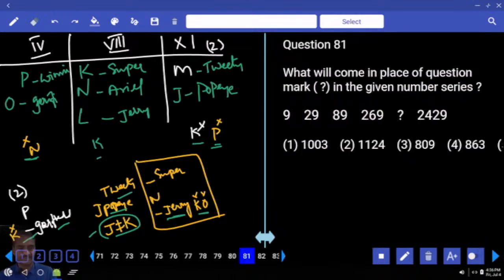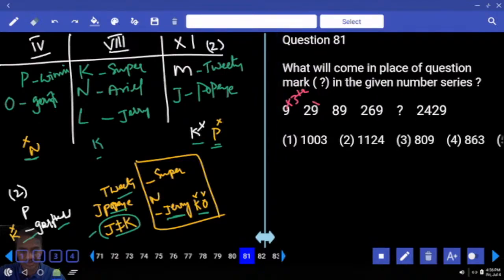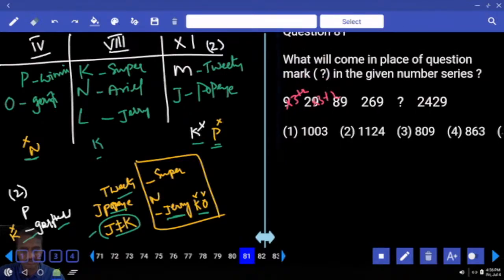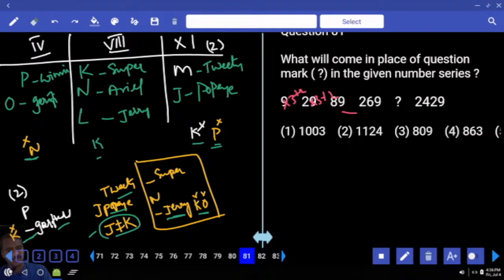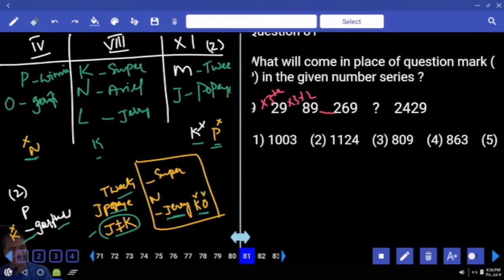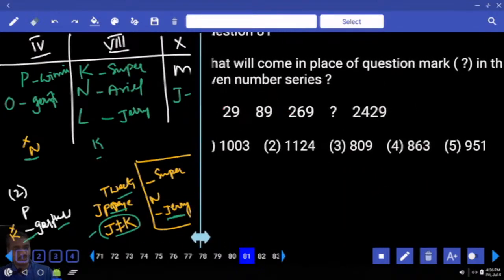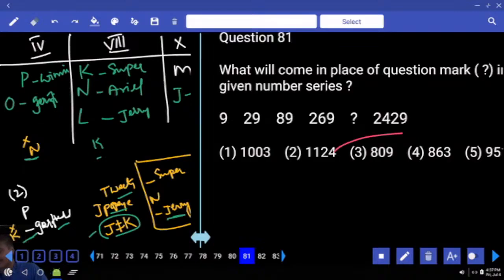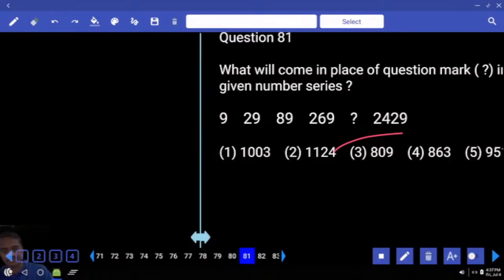Now 81. Starting with 9, ending with 2, 4, 2, 9. Numbers are increasing at a very fast rate. Hence it must be into 3 plus 2. Then 29 into 3 plus 2 comes under combination. Now 9 into 3, 27 plus 2, 29. Last digit must be 9. Among the choices, last digit 9 is given in only choice 3. Choice 3 is the answer. Clear? Into 3 plus 2.